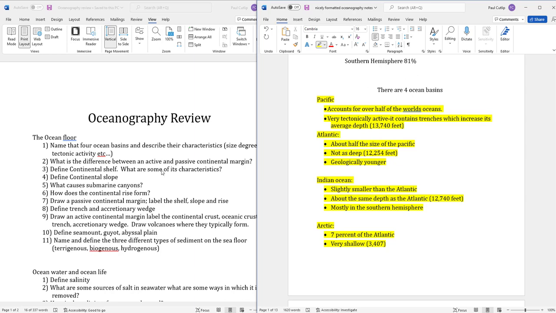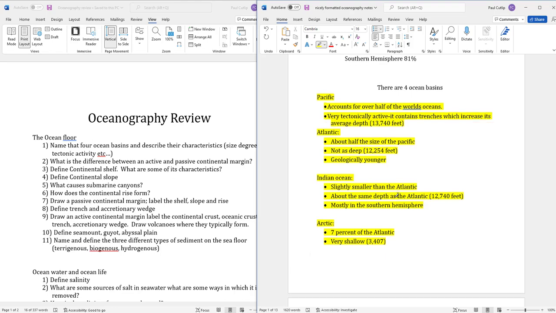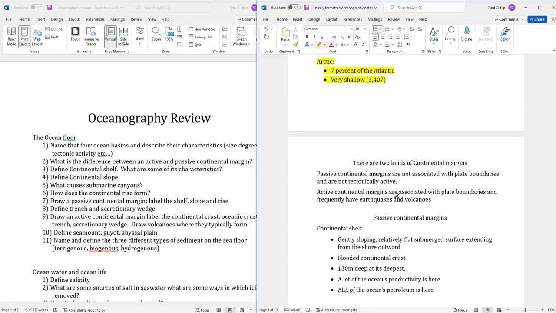Then I asked, what's the difference between an active and a passive continental margin, right? And that is right here. So remember that the continental margin is just where the land meets the sea, and there's two kinds: there's active and passive. We live on a passive continental margin. Passive continental margins are not associated with plate boundaries, right? We have the beach, but it's all the North American tectonic plate.